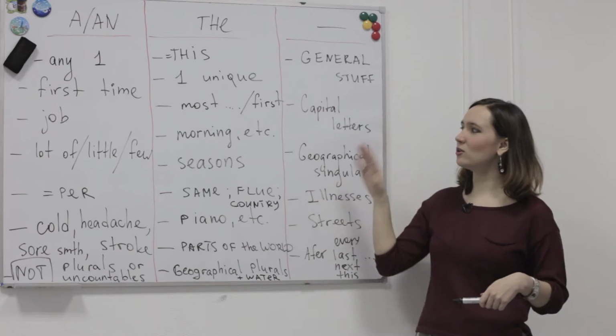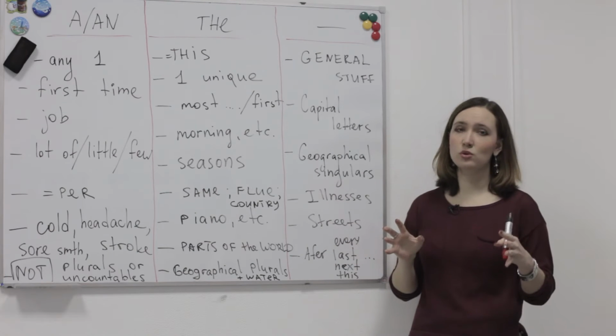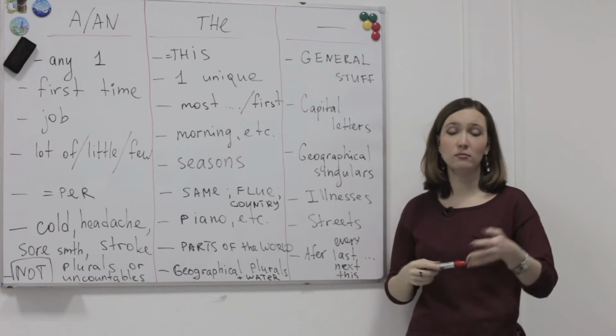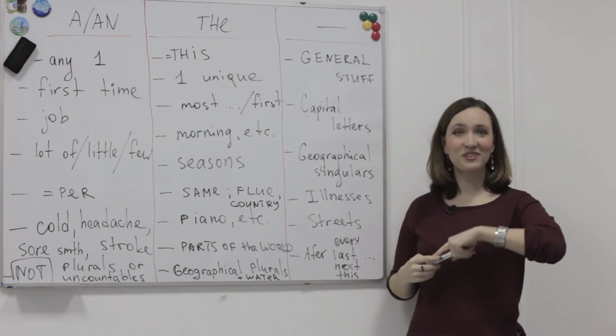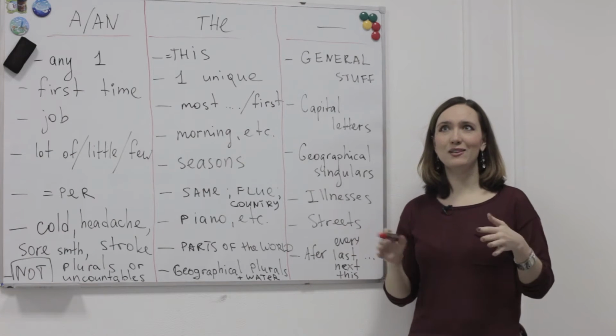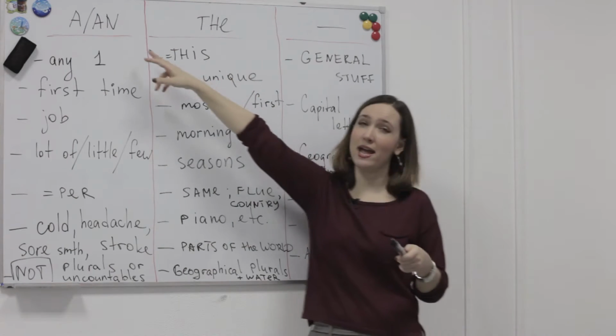So I've outlined a few of the main cases, really strong rules where you've got to use one of the three options. I'm gonna go over them. You'll have to make your own examples as always, and then hopefully it'll become a little bit clearer and more understandable. So let's start with a or an.